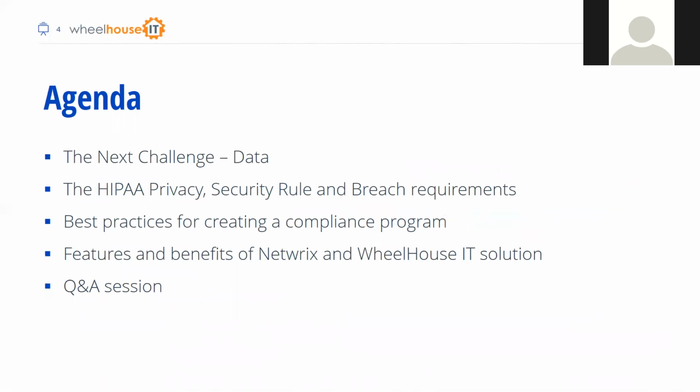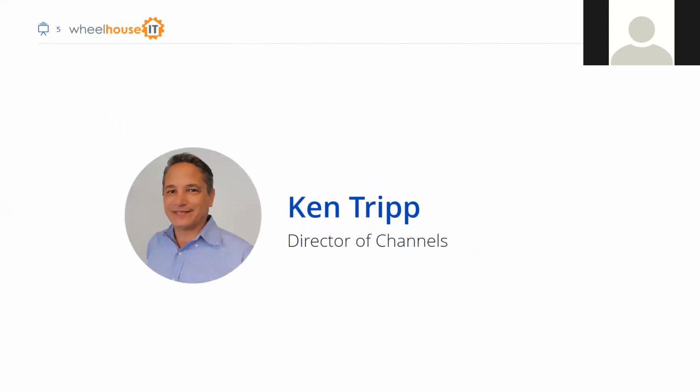Next up is our agenda. We're going to talk about the next challenge, which is data. How do you secure your data and ensure that your PHI data is where it should be and not floating around your environment? The HIPAA privacy, security rule, and breach requirements is going to touch base on what that means for you and your practice. Best practices for creating a compliance program and the features and benefits of Netrix and Wheelhouse combined. And then following that is our Q&A session. And then I'm going to throw it over to Ken Tripp right now from Netrix to walk through his part. Ken?